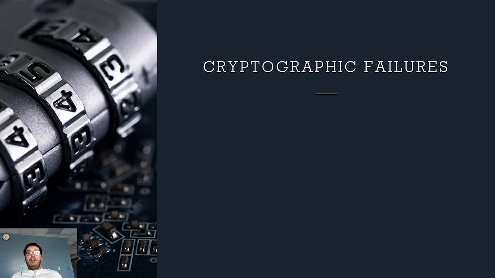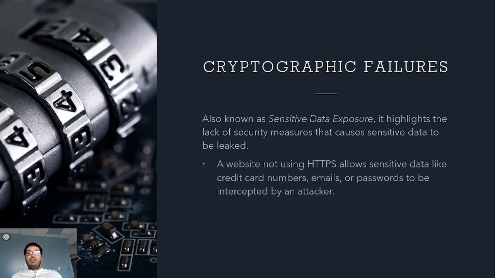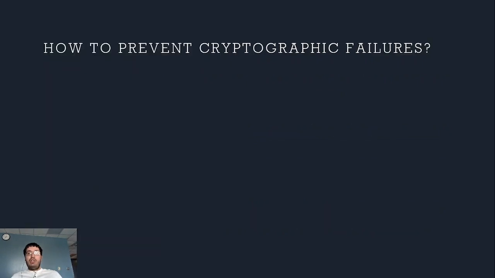The second most popular method is cryptographic failures. Cryptographic failures, also known as sensitive data exposure, highlight the lack of security measures that causes sensitive data to be leaked. Two examples of this. One is that a website not using HTTPS allows sensitive data like credit card numbers, emails, or passwords to be intercepted by an attacker. The second example is that using weak cryptographic algorithms or protocols can increase the chances of data being exposed.